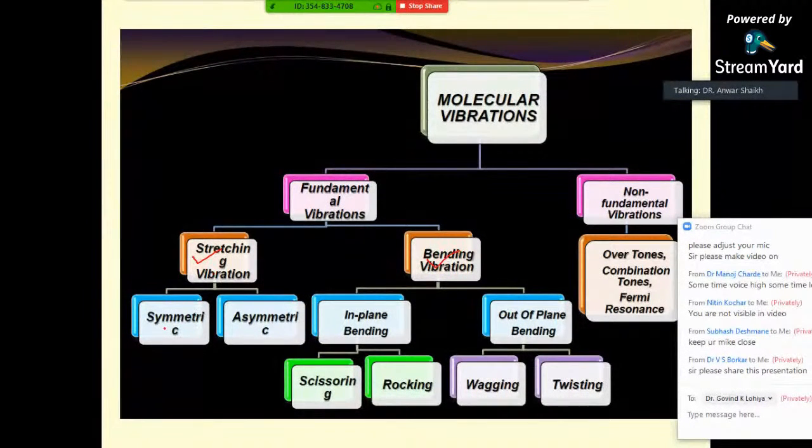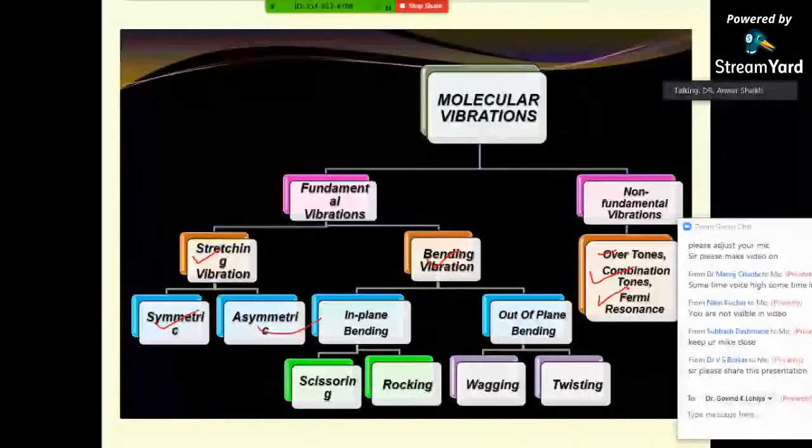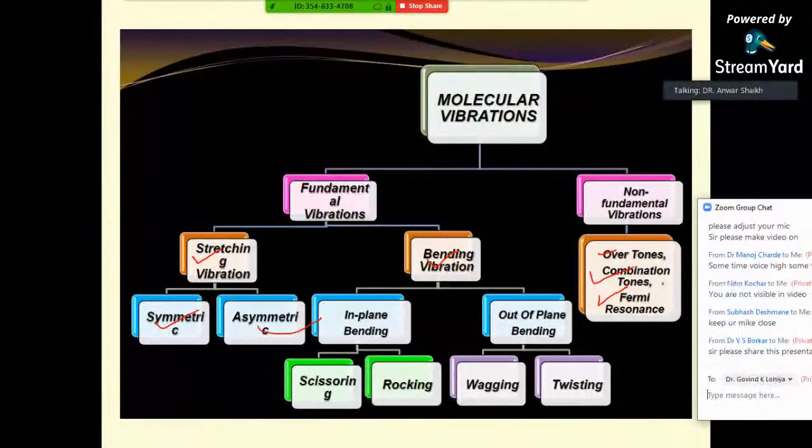So we have stretching and bending. In the case of stretching, symmetrical and unsymmetrical; bending in plane and out of plane, scissoring, rocking, and these are all the fundamental vibrations, and these give the peaks in your IR spectra. But apart from that, we also have the non-fundamental vibrations, like the overtones in the case of aromatic compounds, combination terms, and in the case of aldehydes, Fermi resonance. These other peaks appear, and these are not due to the molecules directly, but because of the result of the fundamental vibrations.